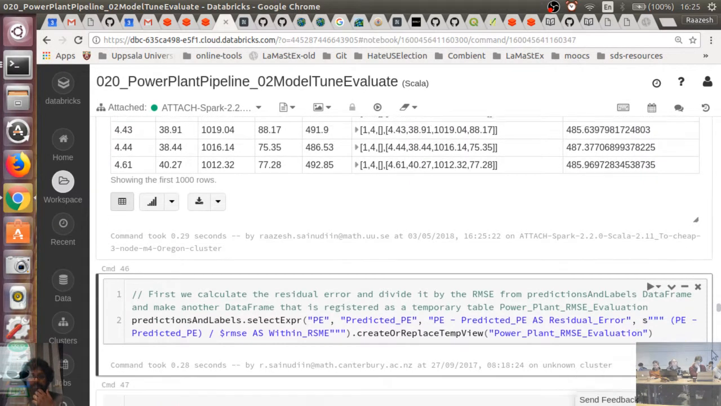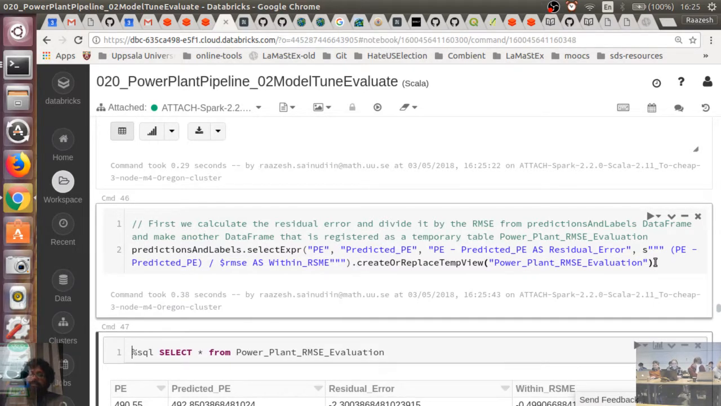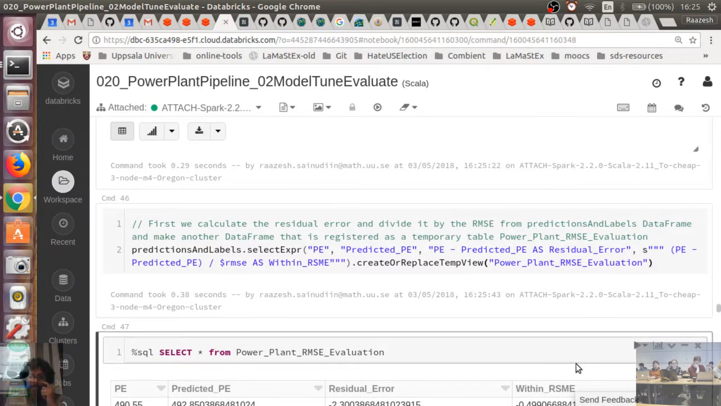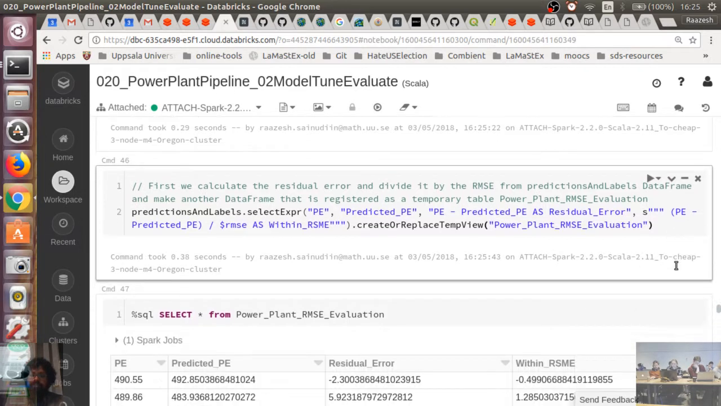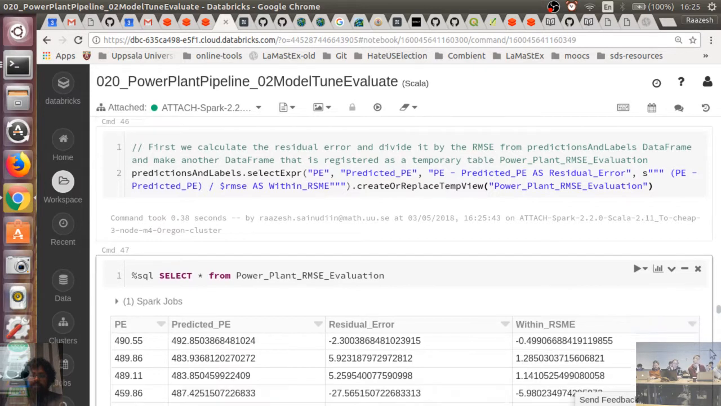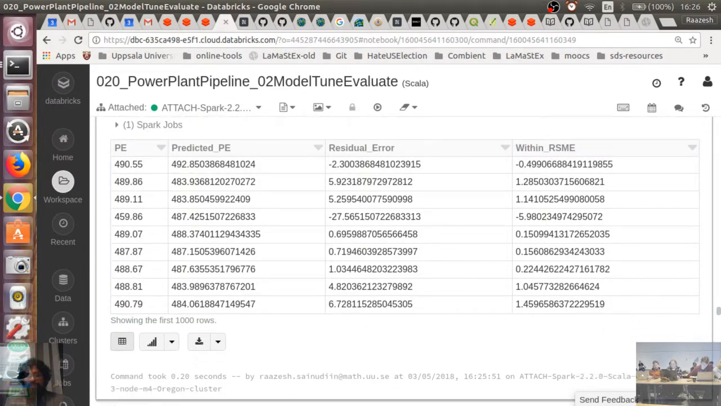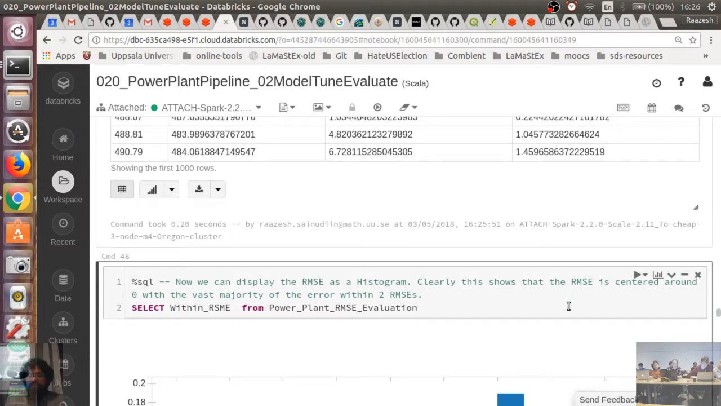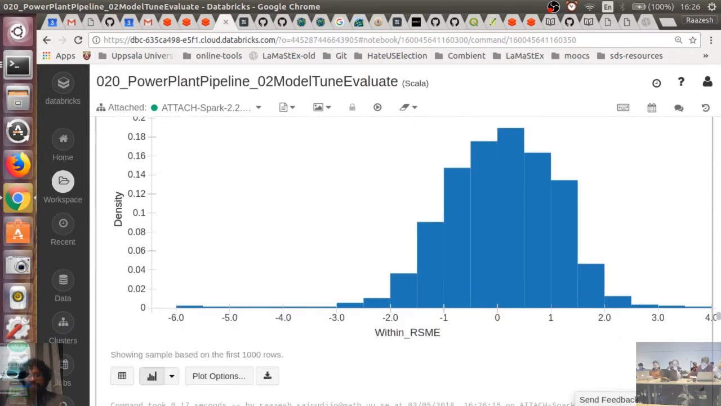So these are basic things one wants to find out. First we calculate the residual error and divide it by the RMSE from the predictions and labels. That's what this is doing. And then we can simply do a SQL statement for this. So I just made a little table. What this is showing is that my actual power output is here, this is my predicted power output, this is my residual error, and how far is it within RMSE? So to do the evaluation, I can just select within RMSE from this table and see how it's spread out.